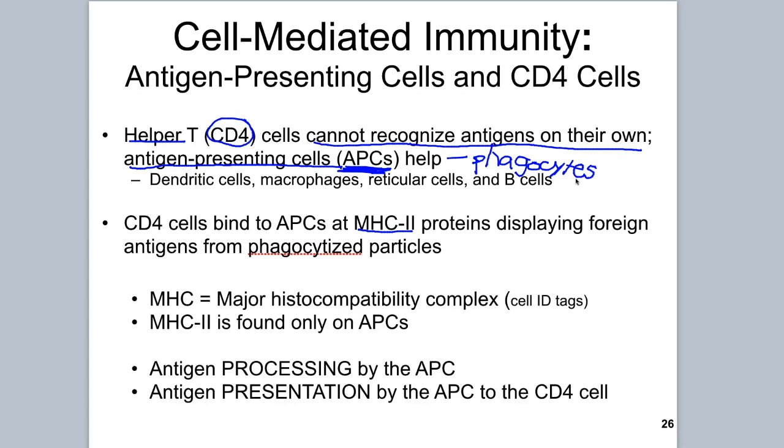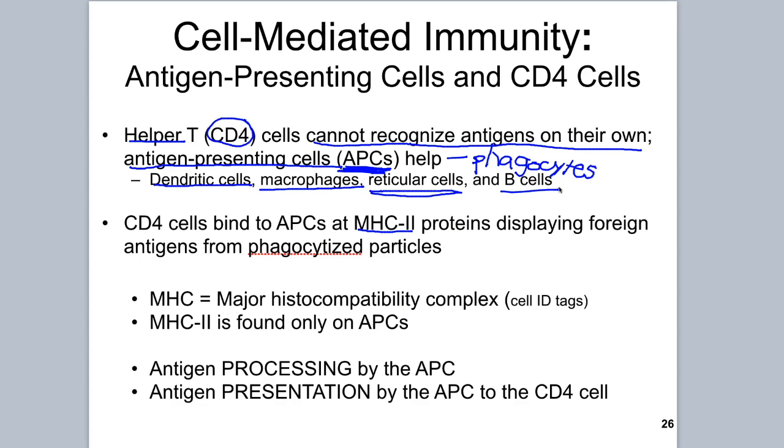Okay, they're always phagocytes. So we've got some examples over here. Dendritic cells, remember the Langerhans cells in our skin and mucous membranes, those are APCs. Macrophages are APCs. Reticular cells, not reticular epithelial cells like in the thymus, those are different. Reticular cells that live in the lymph nodes and the spleen, those fixed, stationary macrophages we discussed, those phagocytic cells, they're APCs. And B cells, they're actually phagocytes too, they're APCs.